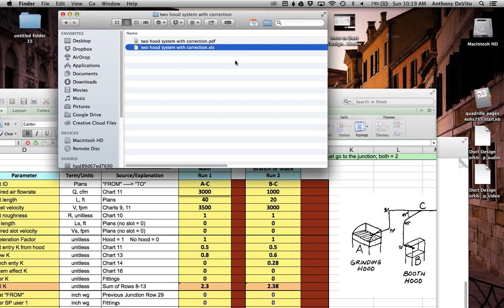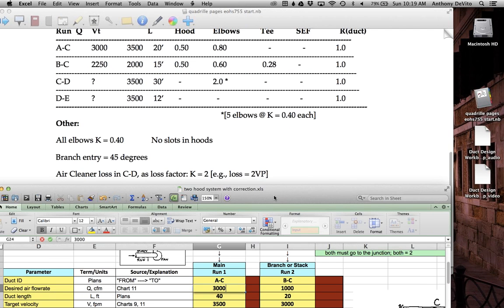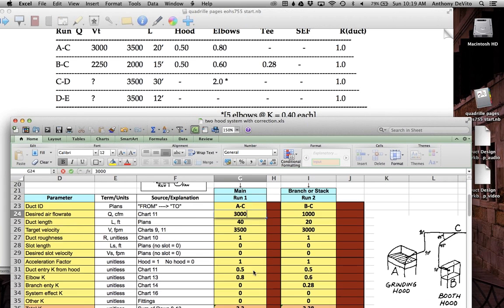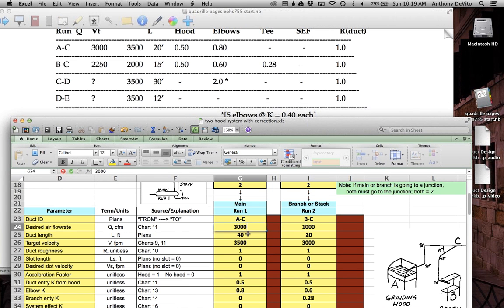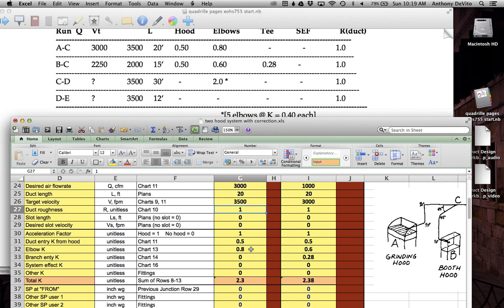Let me lay out my landscape here a little bit so I don't have to move around quite so much. Our length is 20 feet. Our target velocity is 3,500 feet per minute. Our duct roughness is 1 for A to C. There's no slots. I'm going to assume there's no slots. Our acceleration factor is 1 because we're coming from a hood. Our duct entry loss from the hood, K value, is 0.5, and we got that from there.